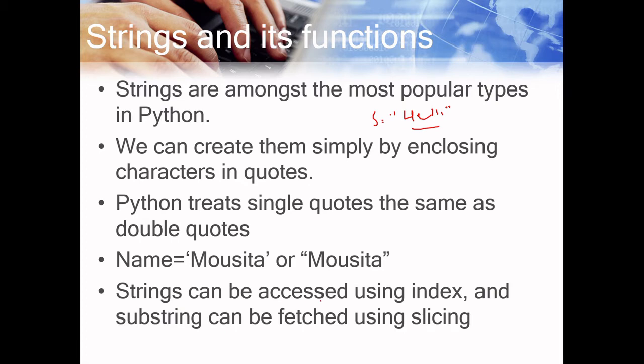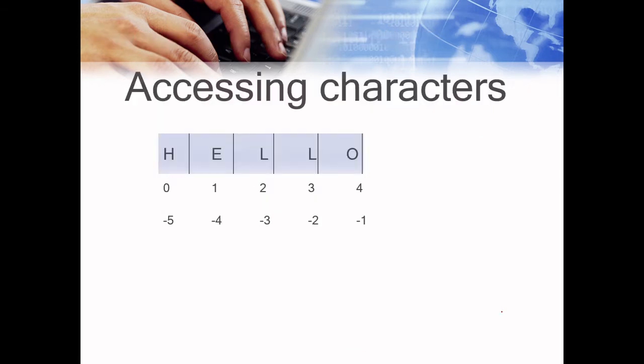Okay, now strings can be accessed using the index, and a substring can be fetched using slicing. Now what is this index and what is this slicing? So let us see. Accessing the characters: suppose I have written something, HELLO, or your name or anything. If you want to access the characters inside the string, then you can use the concept of index. This is what is called index.